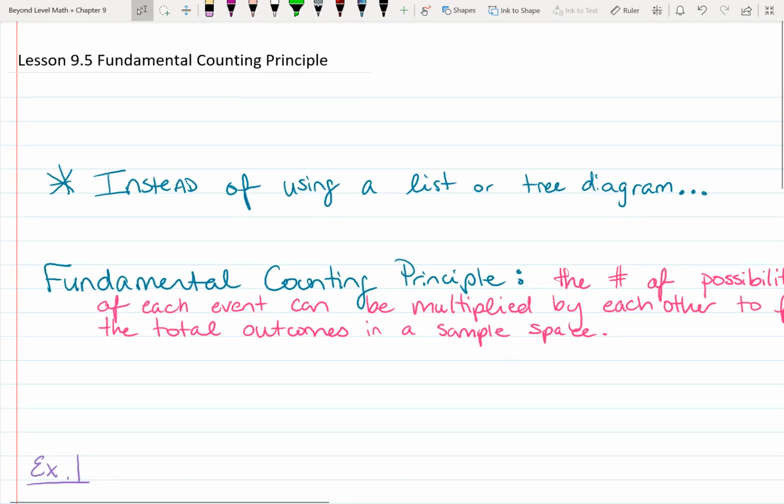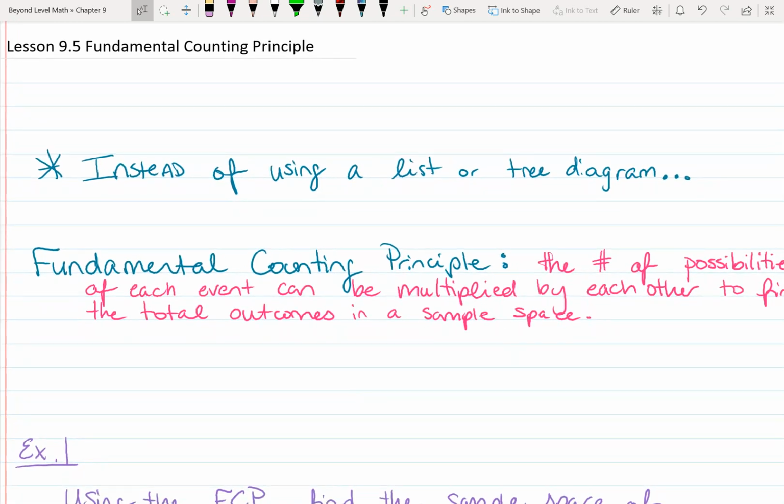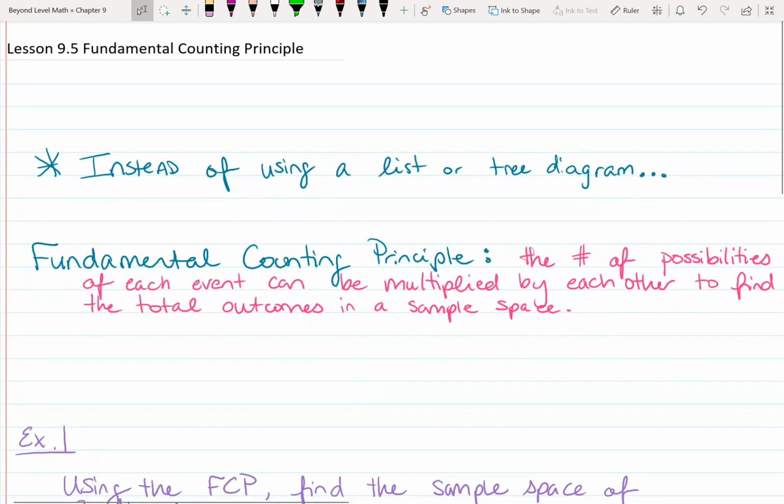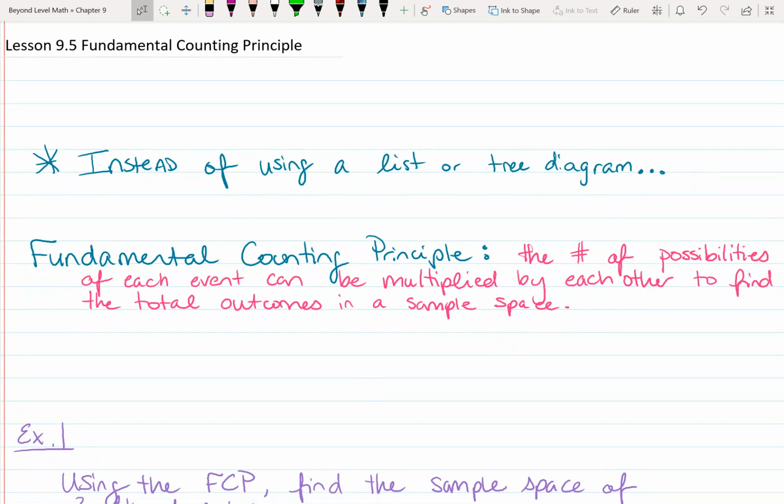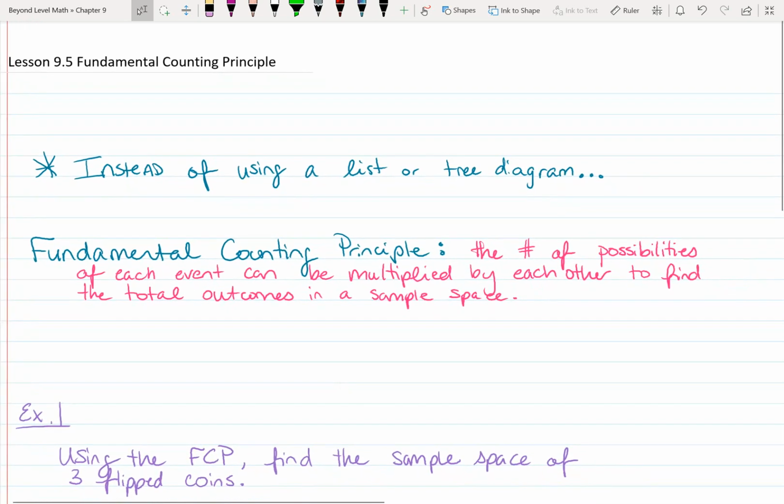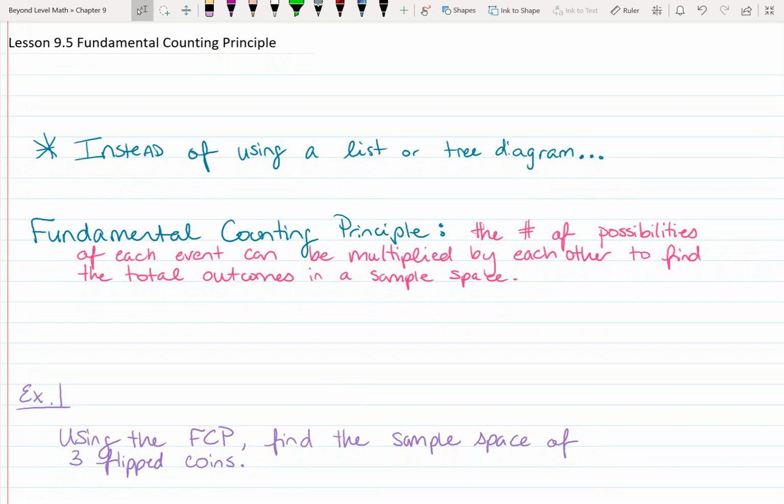9.5 is the fundamental counting principle. This is the easy way to do what we did in 9.3. So these notes and your homework are kind of short, sweet, and to the point. Instead of making a list or tree diagram, you're going to use the fundamental counting principle, and it'll tell you the number of outcomes or the number of possibilities. What it doesn't tell you is what those possibilities are.